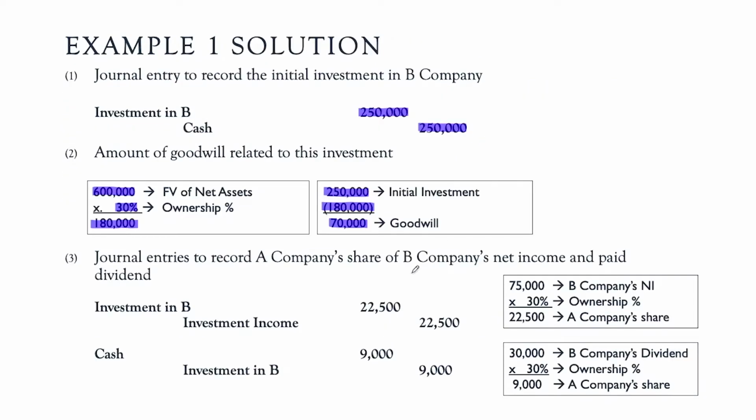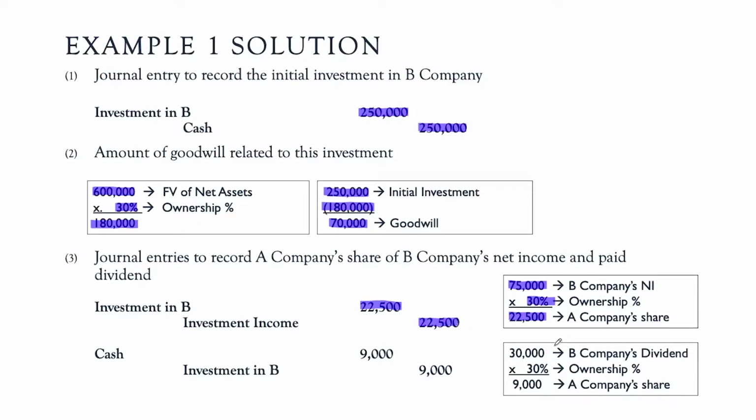So again, let's take a look at our solution slide here. We're going to record B company's net income at $75,000 and only multiply it by the ownership percentage that A company has in B company at 30%. And of course, we get A company's share of that at $22,500. Now, all you need to do with questions like these, again, is remember the journal entries. So we know the journal entry to record the share of net income raises our investment account for $22,500, and ultimately raises our income account, so investment income credit of $22,500.